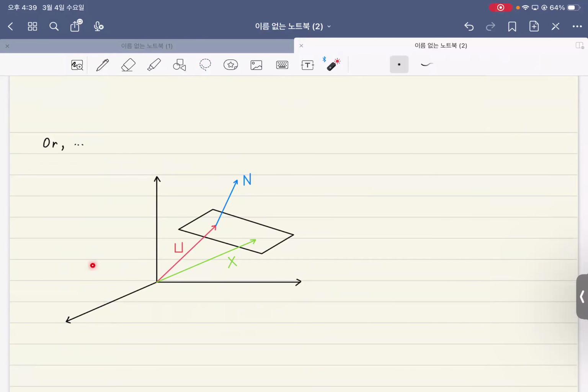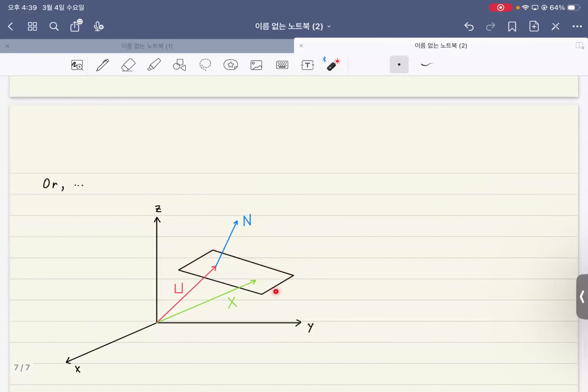Well, okay, so this is the three-dimensional space. This is x, y, and z. And I want to describe this plane. Say that I am not sure which vectors this plane is containing, but say that I know its normal direction. So this is the normal direction.